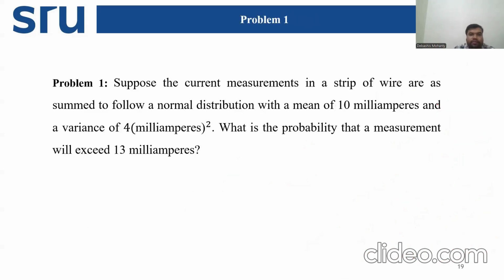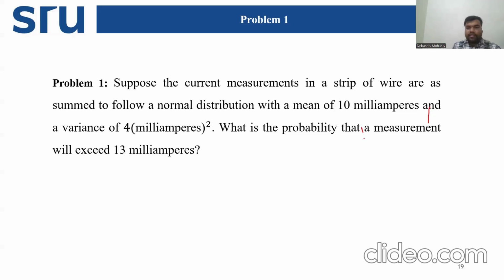Okay, students. Next, coming to another problem. So here it is about the application of the normal distribution. In the application part, first of all, read the question carefully. What is the question asking about? Suppose the current measurements in a strip of wire are assumed to follow a normal distribution with a mean of 10 milliamperes. So 10 milliamperes is the mean given, and the variance is given as 4 milliamperes.